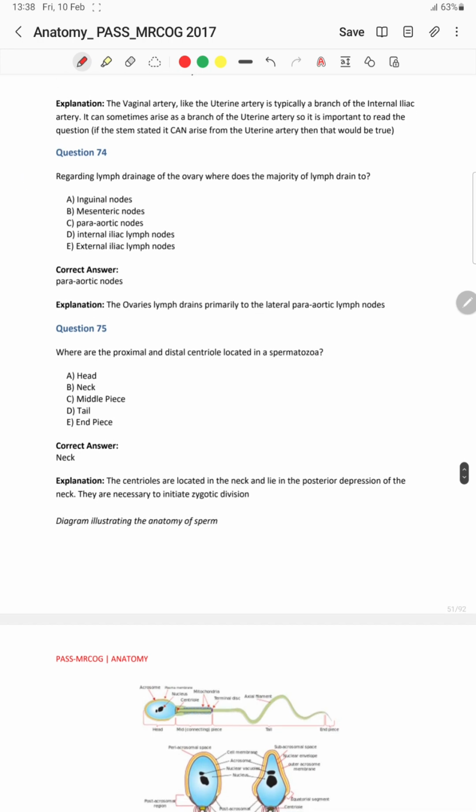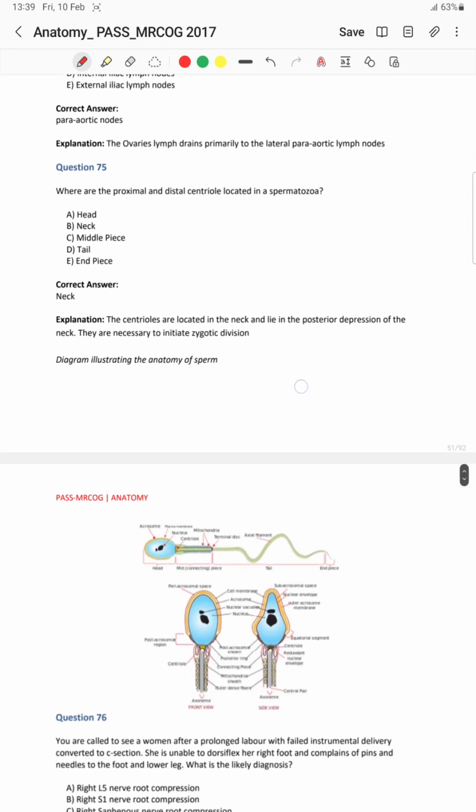Okay, now the next question, regarding the lymph drainage of the ovary, where does the majority of the lymph drain into? That is the para-aortic nodes. The ovarian lymph drains primarily to the lateral para-aortic lymph nodes.